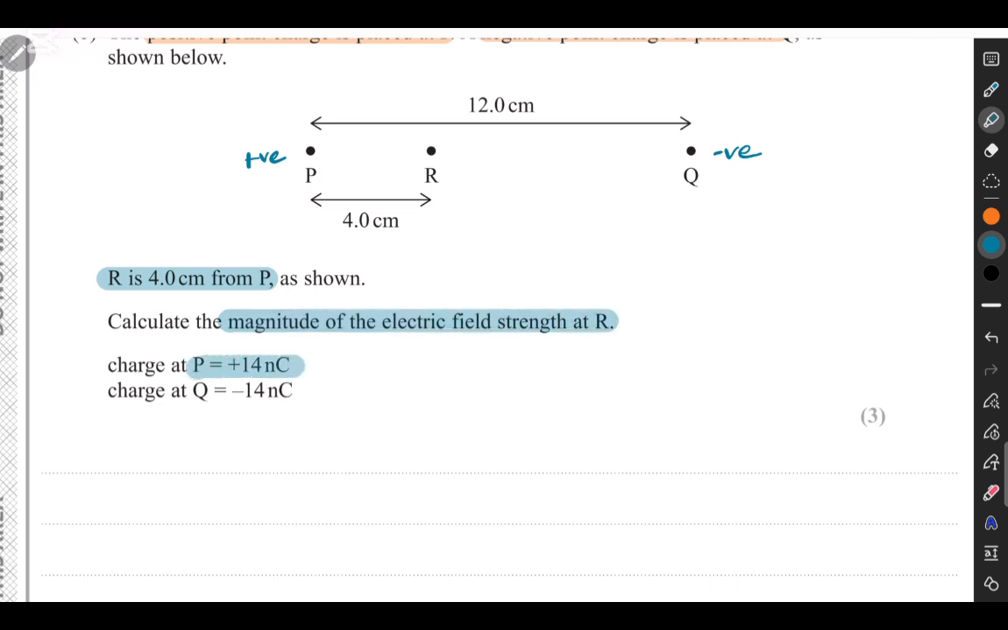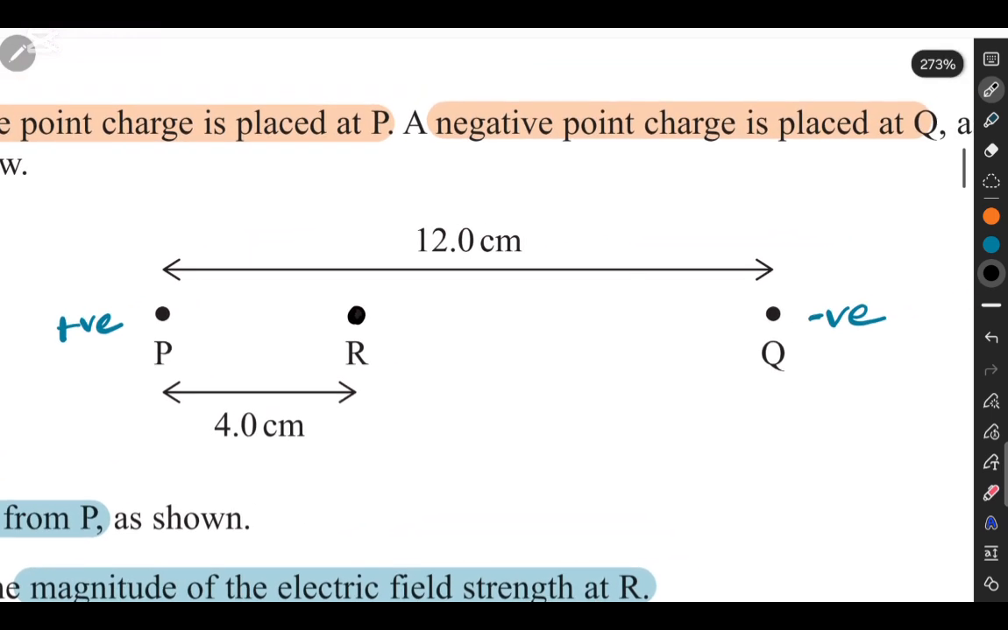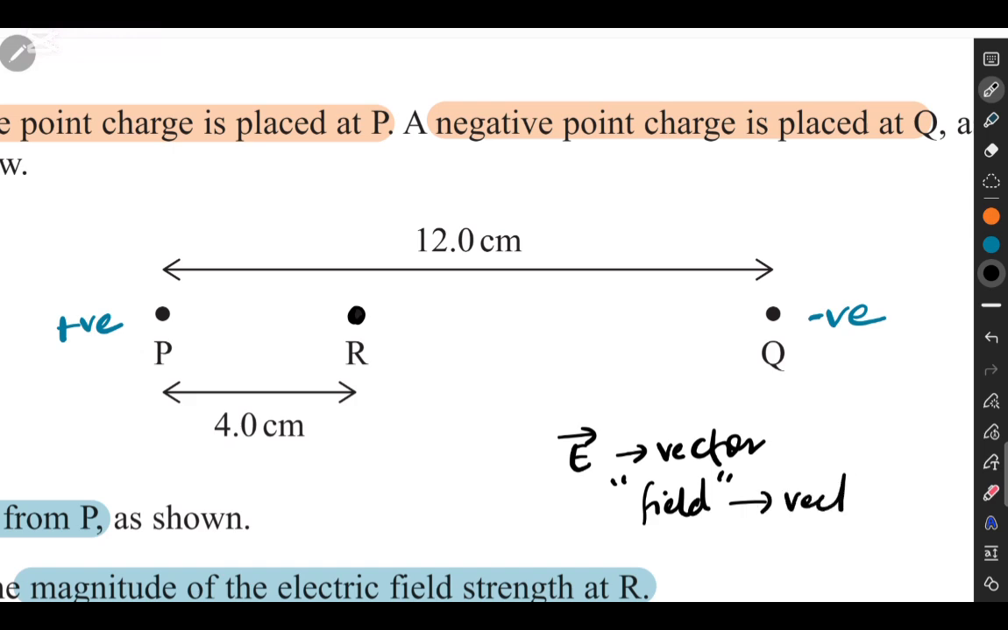The charge at P is 14 nanocoulombs and Q is negative 14 nanocoulombs. So the charge here is 14 times 10 to the power of negative 9 coulomb, positive and negative. Okay, now what's going to happen at this point R? Remember one thing, electric field is a vector quantity. Whenever you hear the word field, that's a vector quantity.